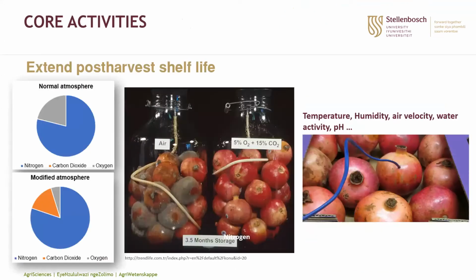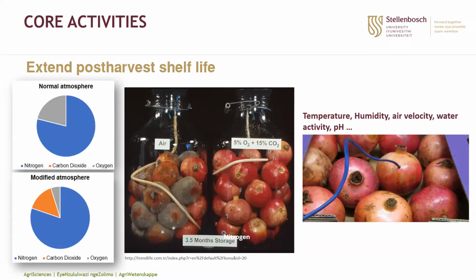To give you a background, the main activity of a post-harvester is to play with atmospheric air, as nicely presented here from UC Davis. By changing normal air to this, by increasing the carbon dioxide level and decreasing the oxygen level, that is modification of the air, you can create almost a miracle.